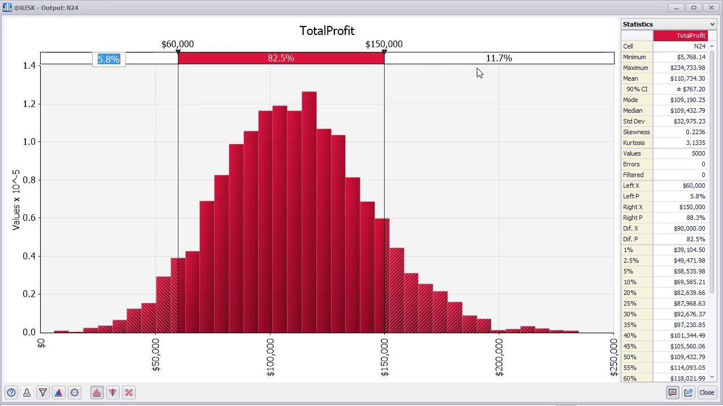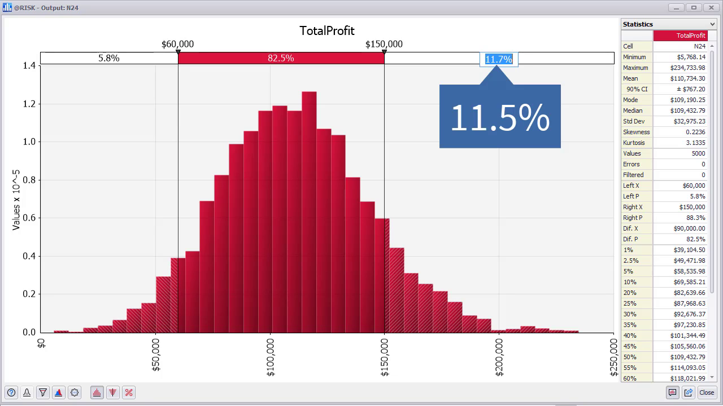On the other hand, by reading the probability number to the right side of the $150,000 right delimiter on the probability bar, there exists an 11.5% probability that Joe will surpass his $150,000 goal. In other words, in approximately 1 out of 9 possible outcomes, Joe will make what he considers an outstanding year under current conditions.